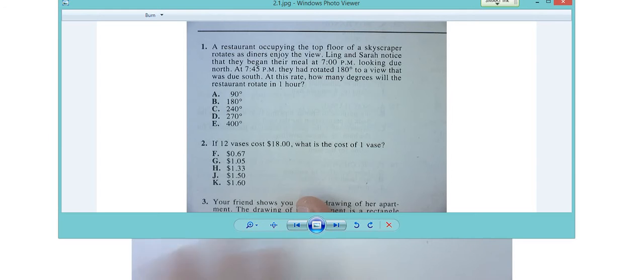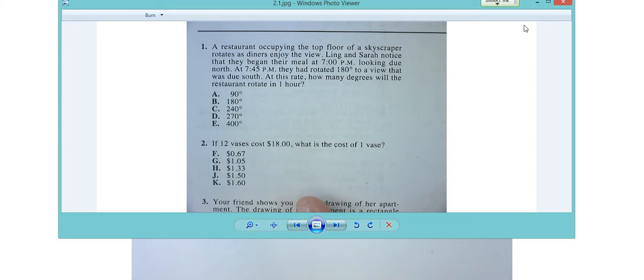So I'm going to gather some information here. I'm going to list at 7 p.m. they were heading due north. By 7:45 they were heading due south. So they had rotated around and was now heading due south, and that was 180 degrees.